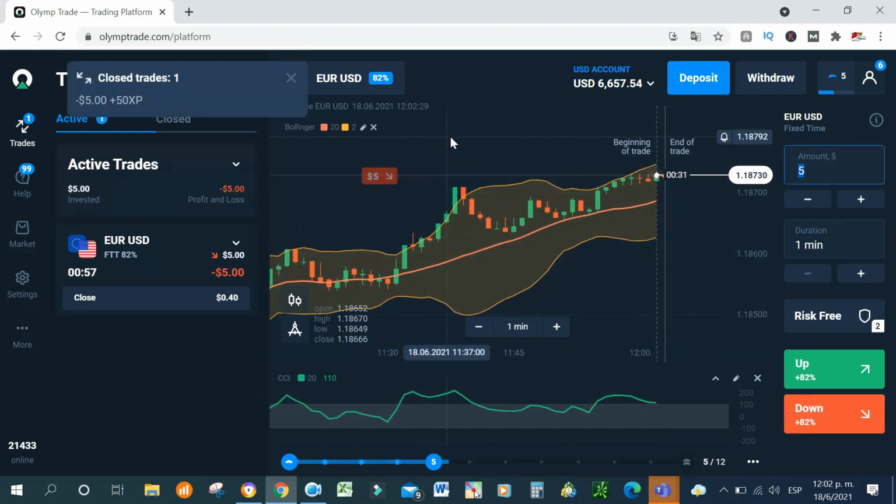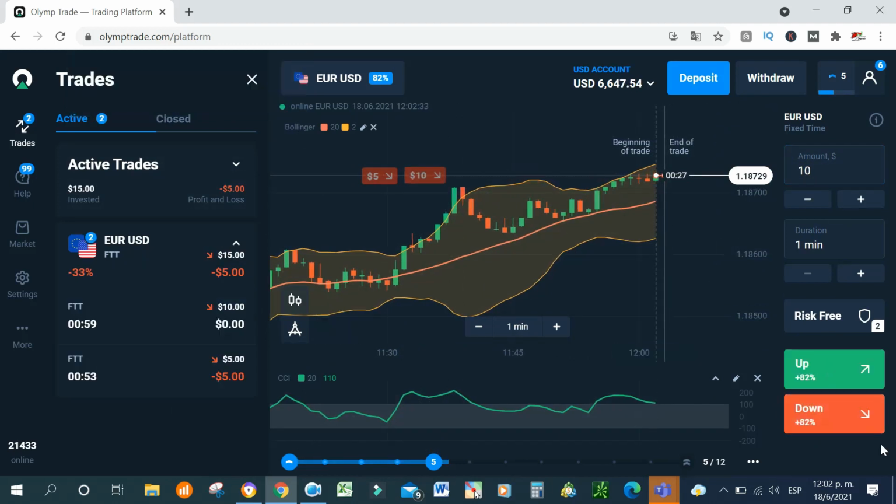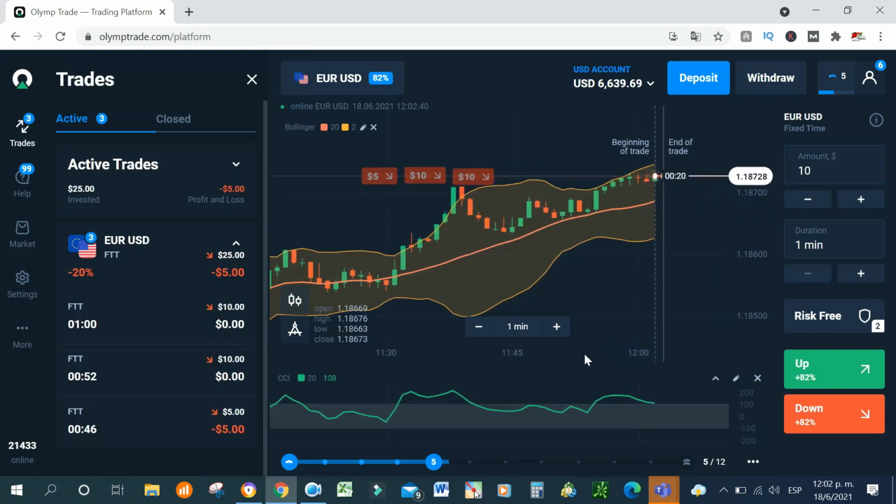I think we can finally take two more trades for the downside because the price hasn't moved to the downside yet. Yeah, so I still believe in this entry.